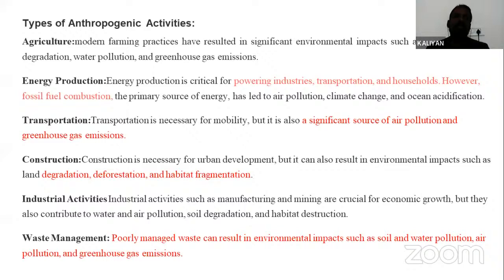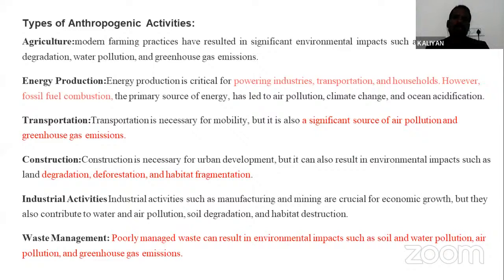Agriculture: in the modern period we use different types of practices, like pesticides and different kinds of things used in farming, that create deforestation, soil degradation, water pollution and greenhouse gas emission. That is in the agriculture sector. And energy production in power industries, transportation and households involves fossil fuel combustion. Primary energy has led to air pollution, climate change, and ocean acidification.